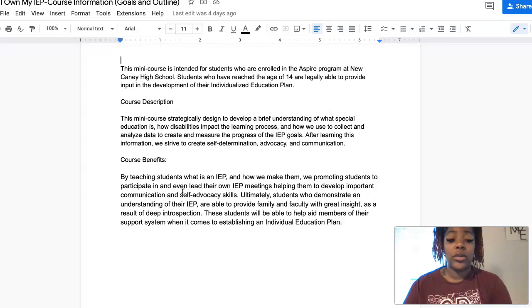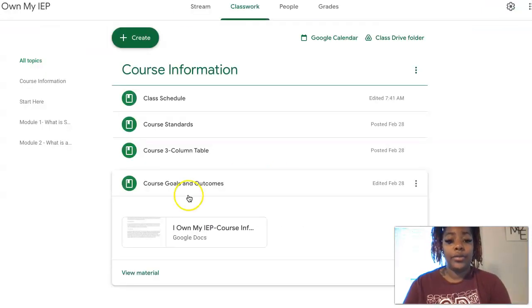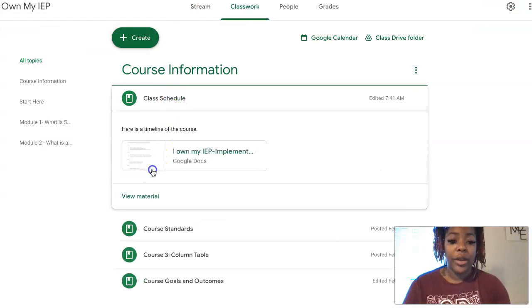The benefits of this course, which will be the outcomes, by teaching students what an IEP is and how we make them, we are promoting students to participate in and even lead their own IEP meetings, helping them to develop important communication and self-advocacy skills. Ultimately, students who demonstrate an understanding of their IEP are able to provide family and faculty with great insight as a result of deep introspection. These students will be able to help aid members of their support system when it comes to establishing an individualized IEP plan. So the course schedule, pretty brief.